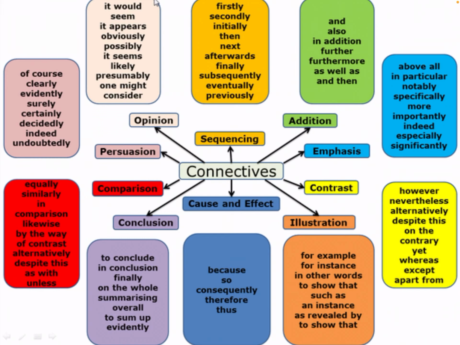Okay, so which linking words do we use when we want to persuade someone or when we want to try to convince someone or something to do or believe in? We can use clearly, eventually, surely, certainly, decidedly, indeed, undoubtedly, and of course.